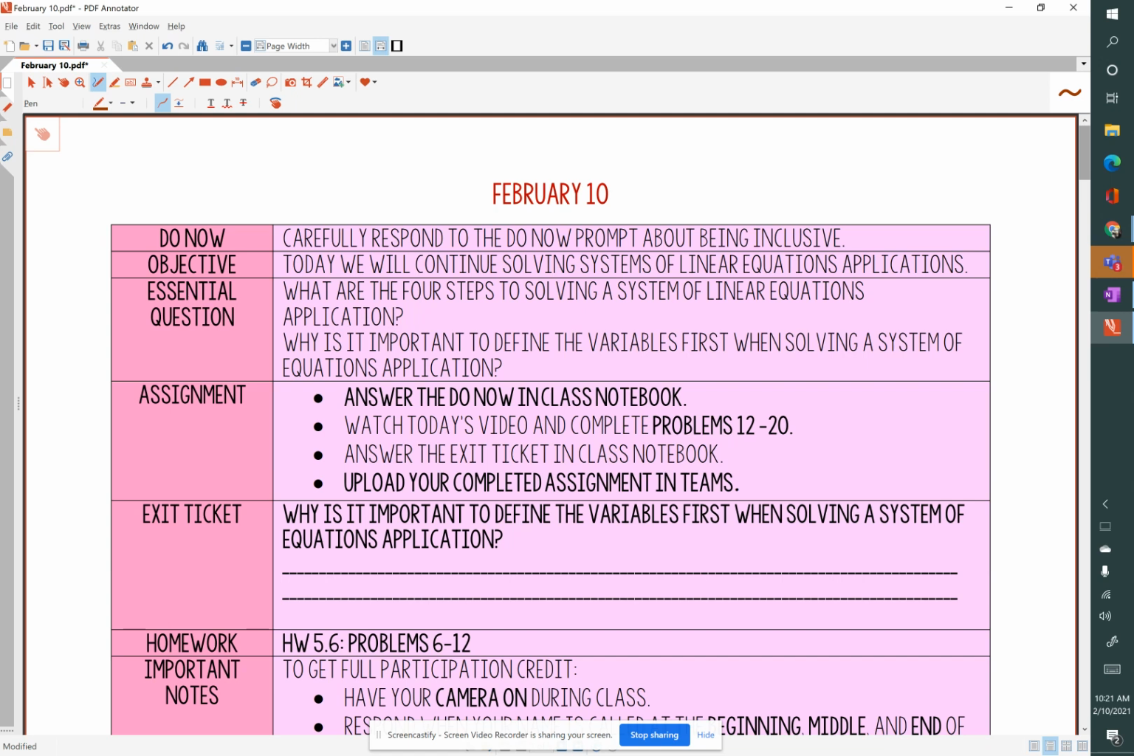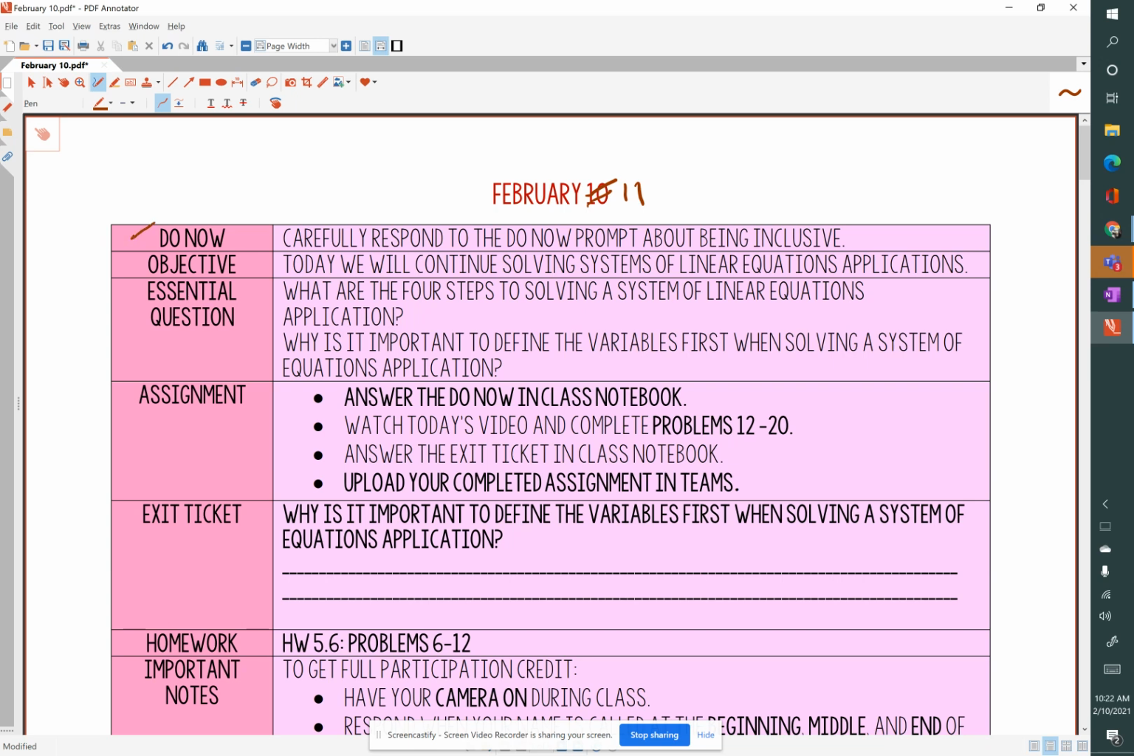First thing, we need to make a correction. This is the February 11th lesson. We just look a little behind because we had a snow day. We had Skype a Scientist, so we're just a little bit behind, but we'll get caught up. So this is the February 11th lesson.